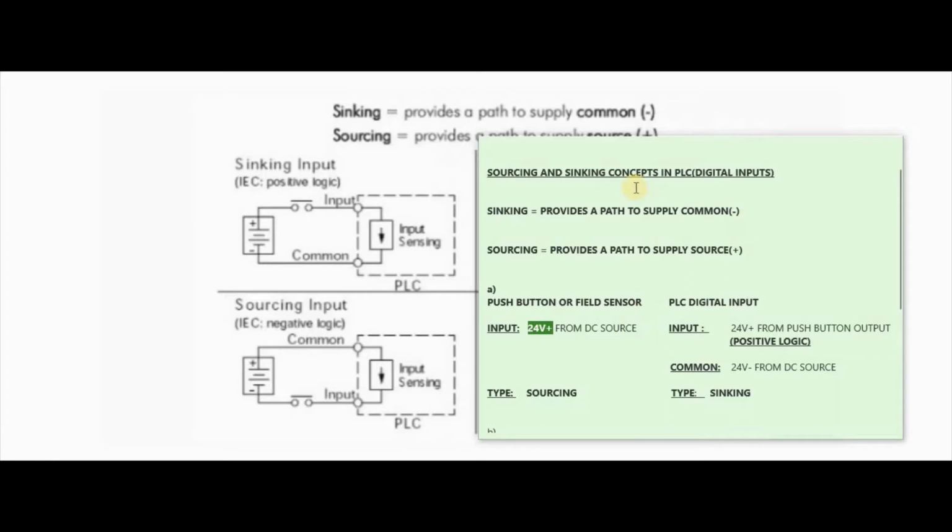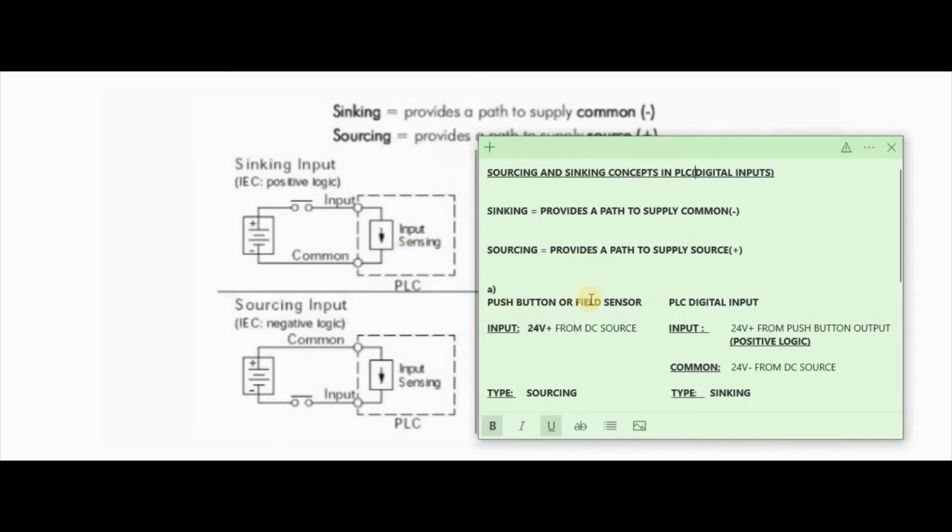Okay, today we will discuss sourcing and sinking concepts in PLC, that is, in digital inputs. First we will take one circuit. We have one DC source, one push button or field sensor, and one PLC DI unit. The PLC DI unit has one input and one common.